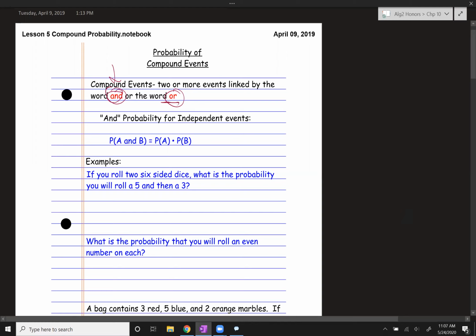If it was pick an ace or roll a 3, rolling a 3, you have a better chance of that than picking an ace. But you're starting to get the idea that "and" is going to be very difficult to have happen all the time, even if they're independent events. And "or," depending on the situation, is going to make your probability a little bit easier. So that's what we're looking at.